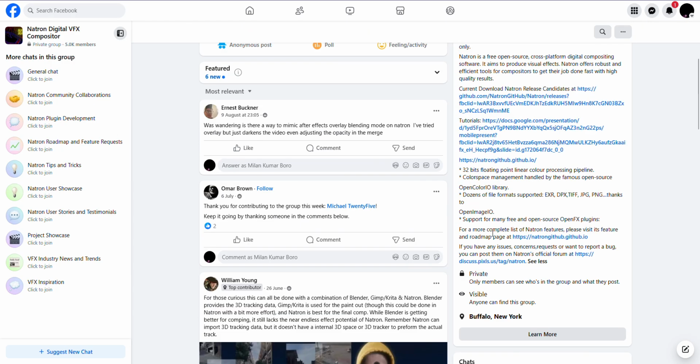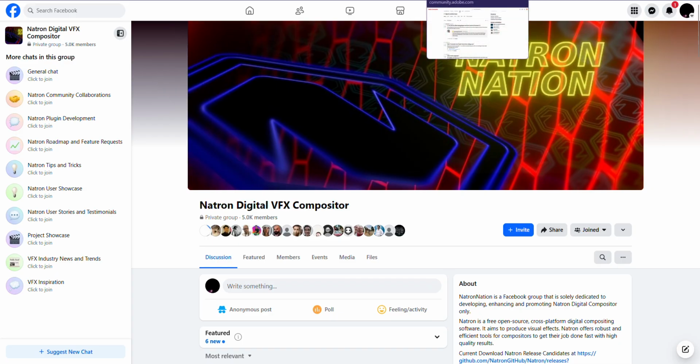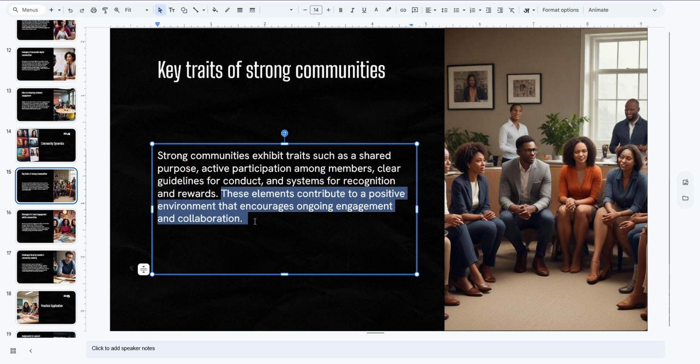So they said basically guidelines, and then they will also say be respectful, do not use hate words and all. So clear guidelines for conduct and systems for recognition and rewards. There should be a system of how you will give recognition to people who are active, who are doing it, and for the rewards, how will you reward those people? These elements contribute to a positive environment that encourages ongoing engagement and collaboration.